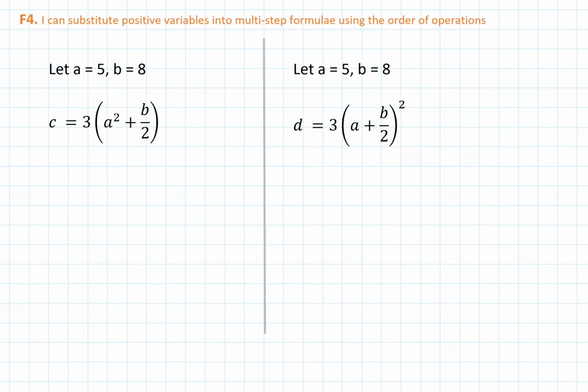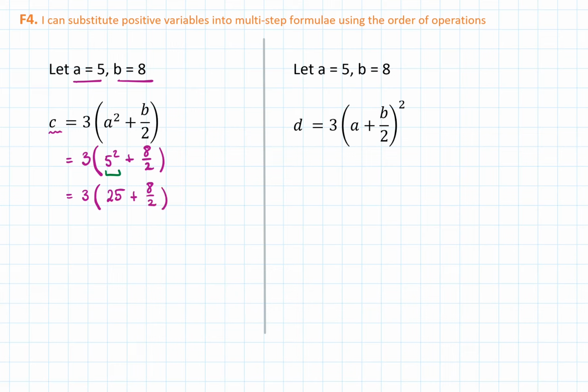If we substitute the value of A and B into the formula for C, this is what we get. C equals 3 times, in bracket, A squared plus B over 2. After substitution, we get 3 times 5 squared plus 8 over 2. We have to do the indices within the bracket first. 5 squared is 25, so we will get 3 bracket 25 plus 8 over 2.